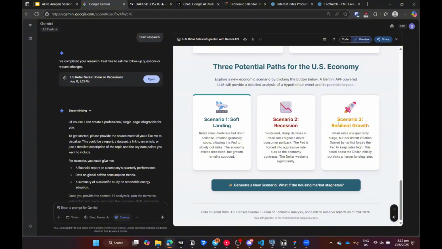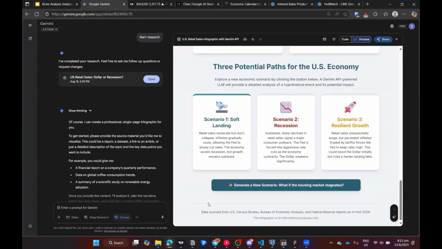Okay, and then in the third scenario, retail sales is strong, but instead of having steady or moderate inflation, you have persistent inflation. The Federal Reserve will continue to maintain their rates at a high, and this could give more strength to the dollar. But down the road, you see that imports are getting more and more expensive, and it causes a hard landing later.